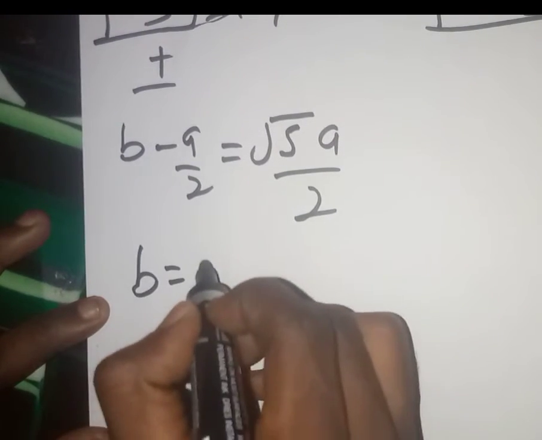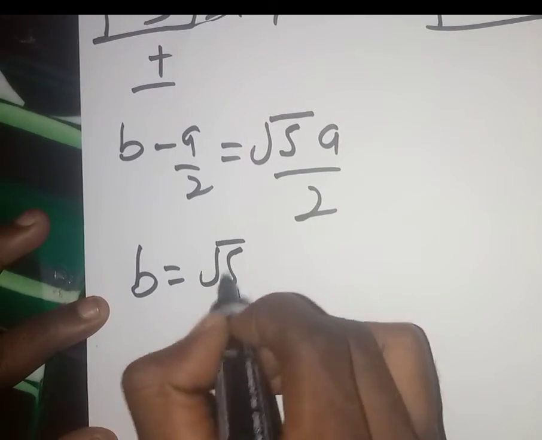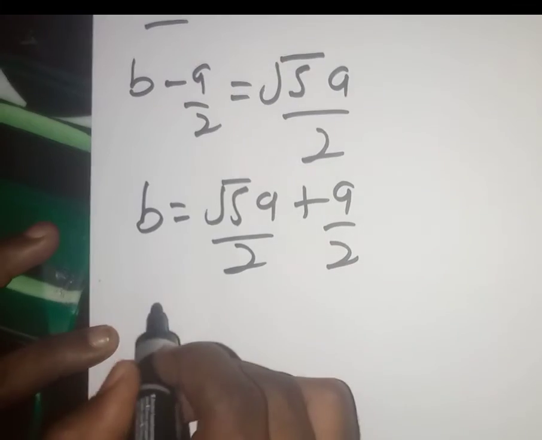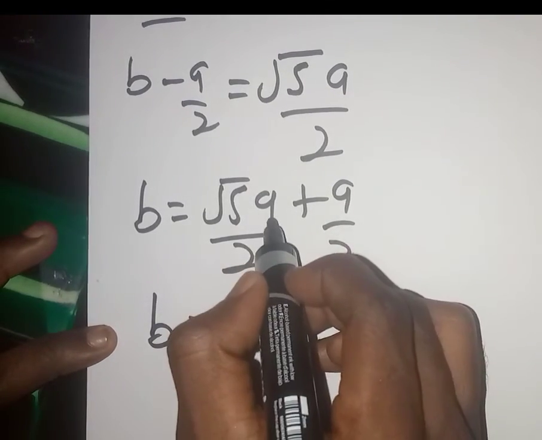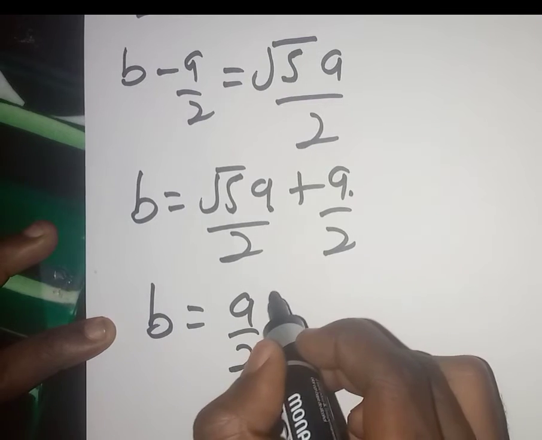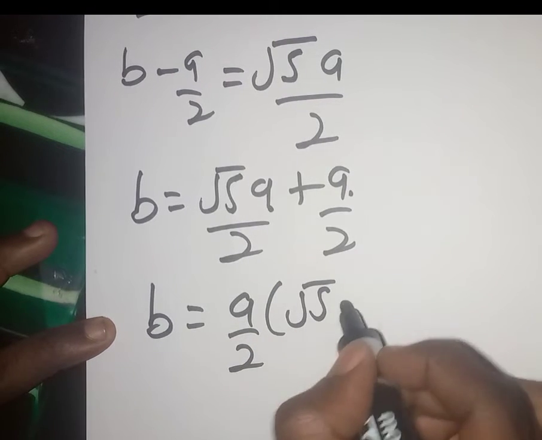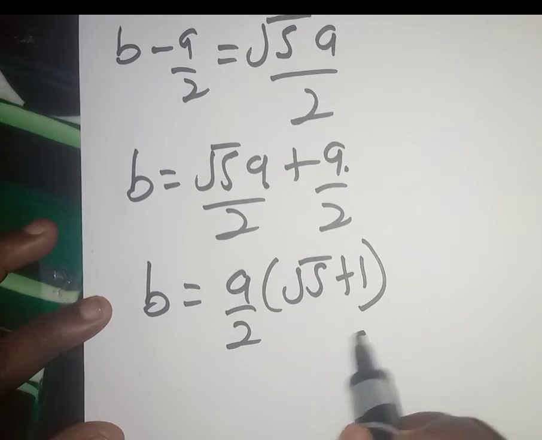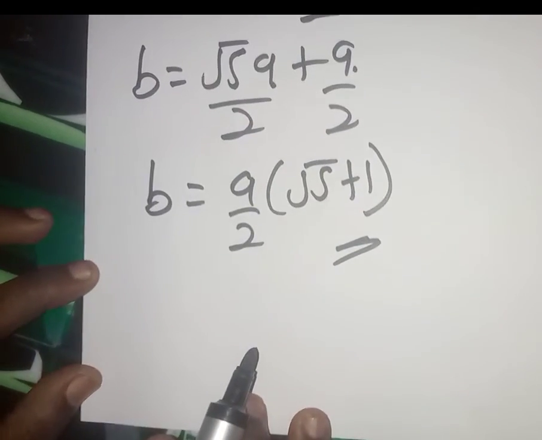Then we can go ahead and simplify this. So simplifying that, just take this to the other side, it becomes plus a divided by 2, and then from here, since we have a here, we can factorize that out. We can also factorize 2 out, and then we have square root of 5 plus 1 in this case. So that is going to be b in this case.